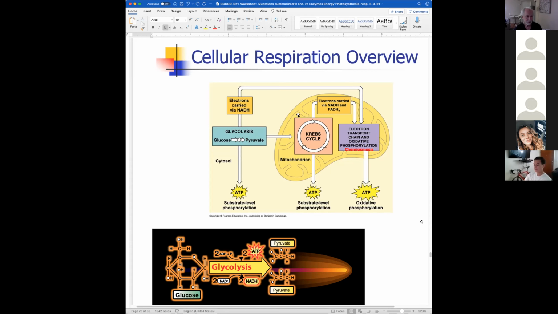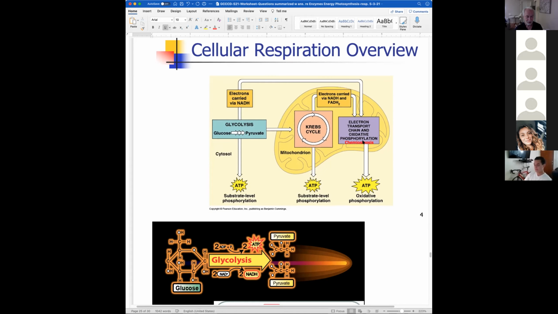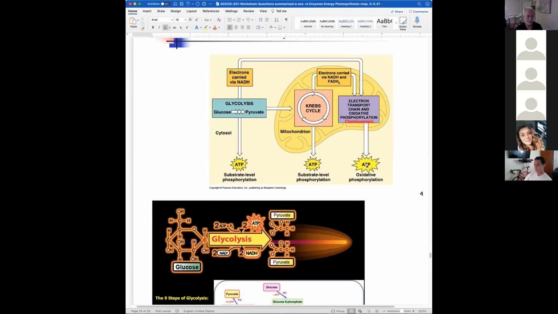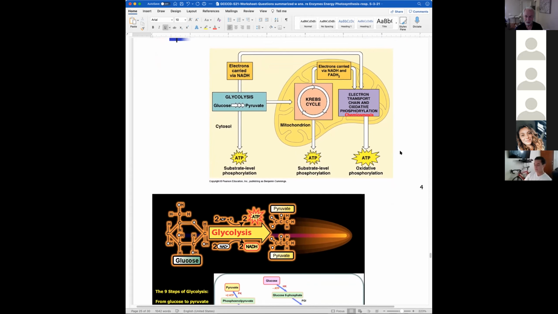And electrons from glycolysis can enter the electron transport chain and oxidative phosphorylation. Now, the Krebs cycle can also undergo substrate level phosphorylation. So you get a small amount of ATP from the Krebs cycle. But it's the electron transport chain and oxidative phosphorylation plus chemiosmosis that gives the bulk of the ATP that you get from glucose. I'd like to go through the steps of that.